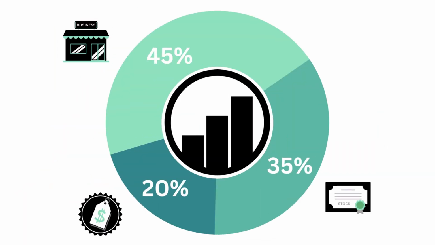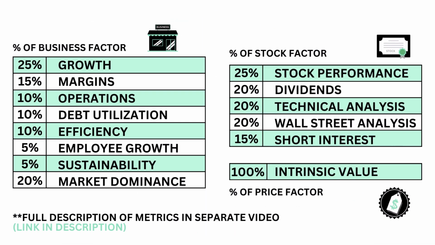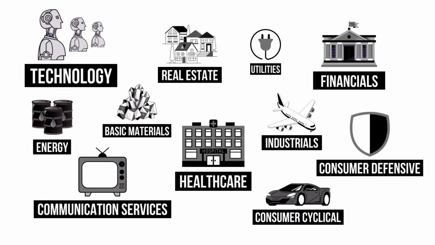This analysis is divided into 3 factors: the business, the stock, and the price. Within each factor are a total of 14 metrics from business growth, performance, to intrinsic value. And because each company belongs to a specific sector of the economy, my analysis normalizes the data so that you can compare grades between companies of different sectors.